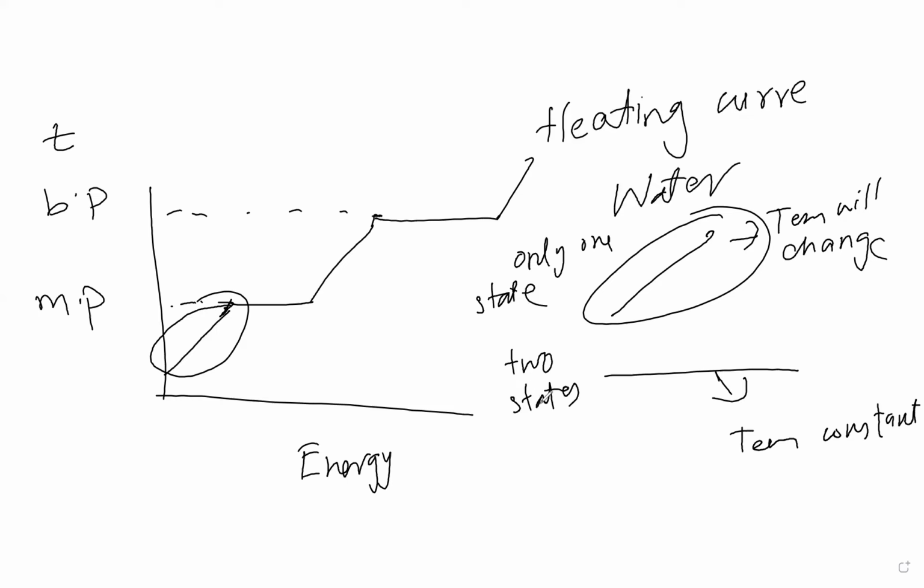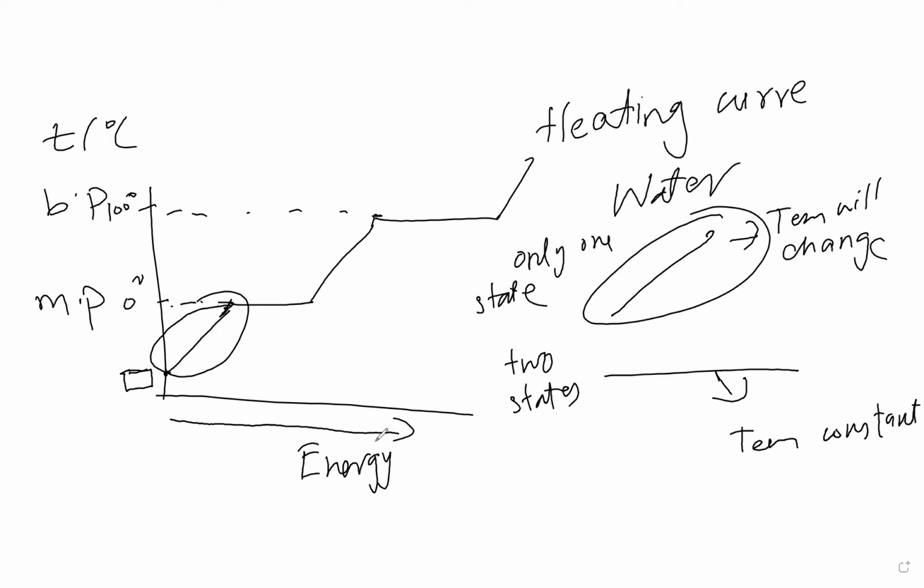Here, suppose we have some ice. This is 0 degrees and this is 100, and let's say it's in degrees Celsius. Now we have ice here at this temperature. We start from this temperature, and then we start adding some heat to that ice cube.